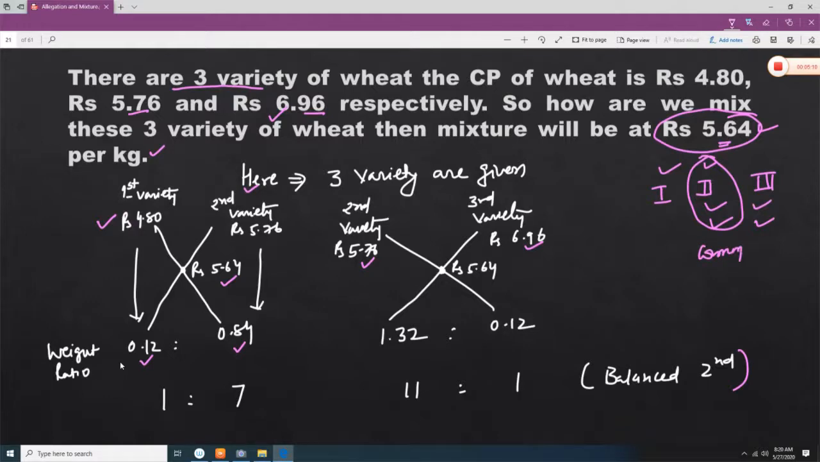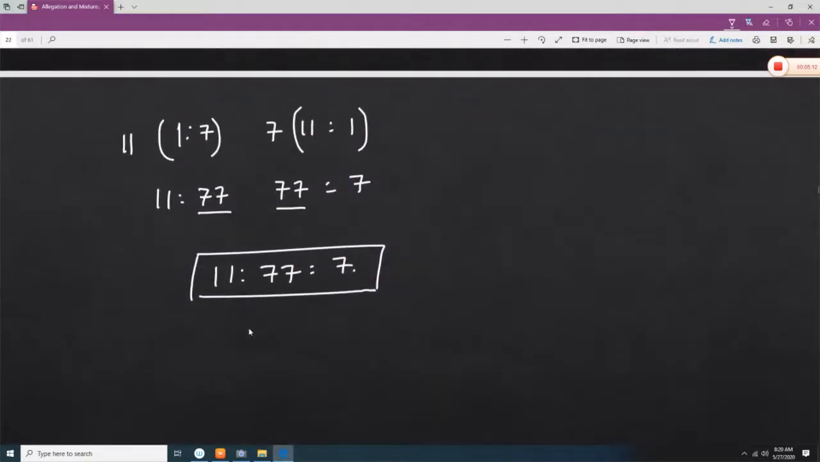Now therefore we have to balance the ratio. So 1:7 and 11:1. When we make the ratio the same, this 7 and 11 we have to make the same. So we have to multiply by 11 here and multiply by 7 here. So 11 into 1 is 11 and 11 into 7 is 77. 7 into 11 is 77 and 7 into 1 is 7. Now 77 is common. So 11:77:7 is the ratio.